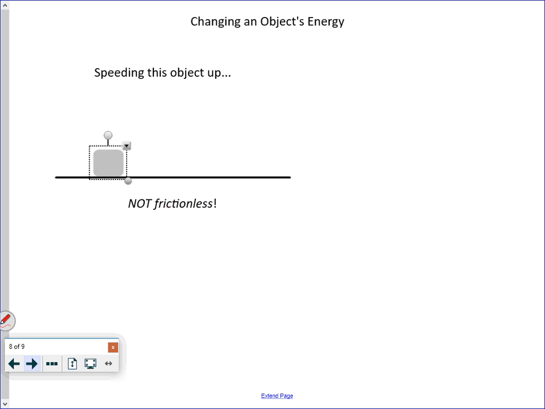Let's speed this bad boy up. Again, not frictionless. It means we're going to have something like this. If this is going to speed up, we get a bigger applied force than a friction force. Well, I'm just going to say that that's the same thing as this.